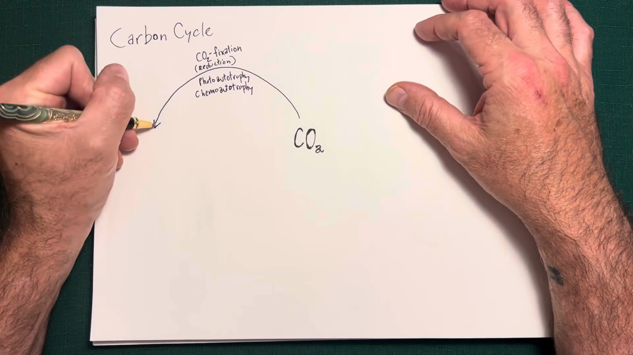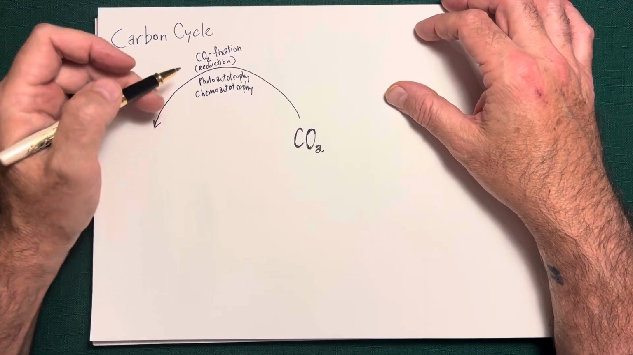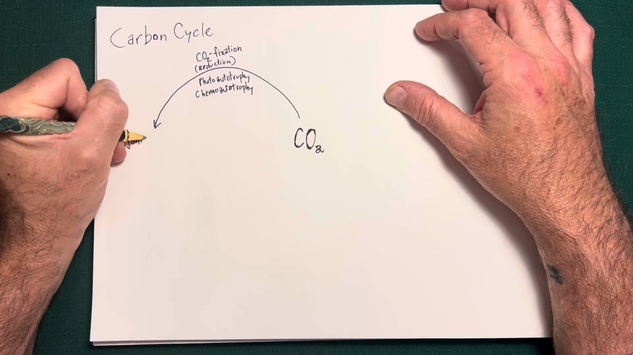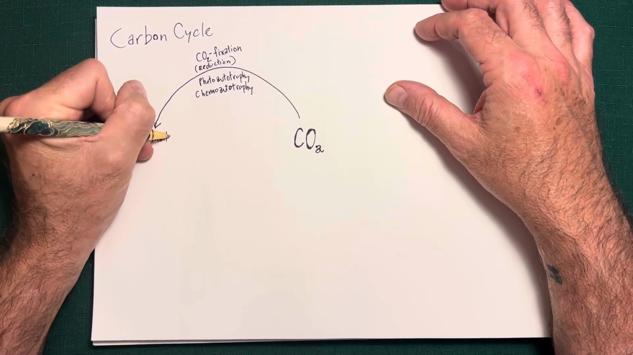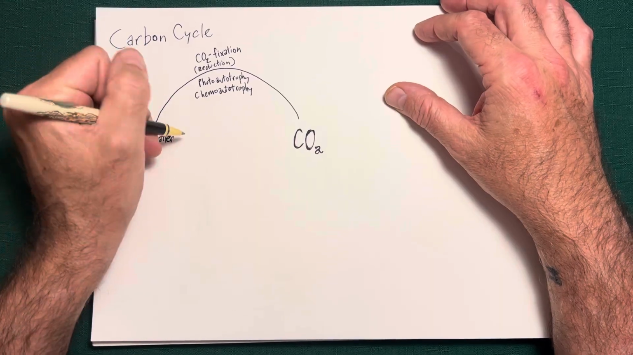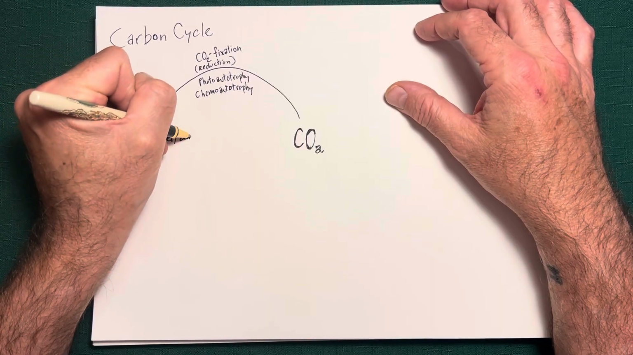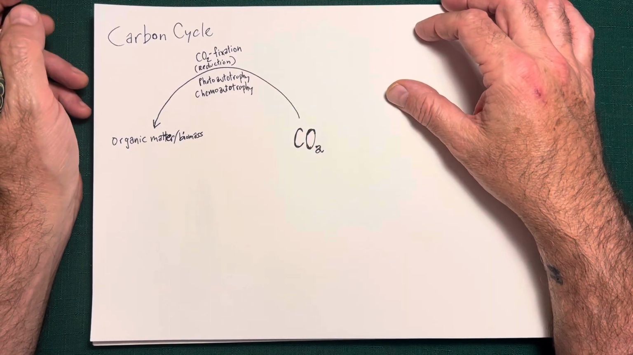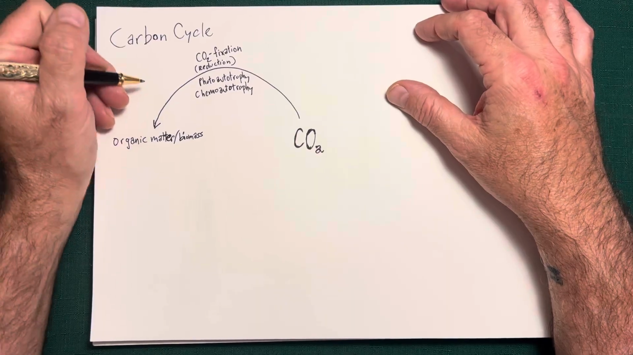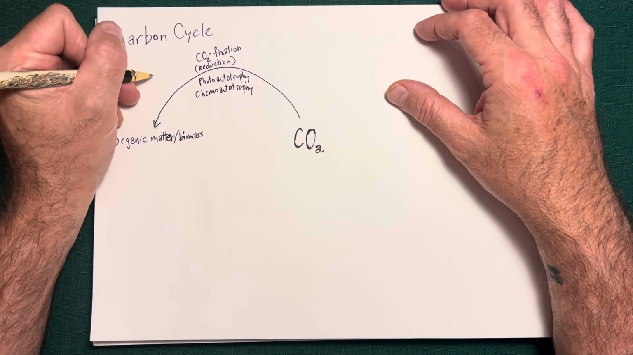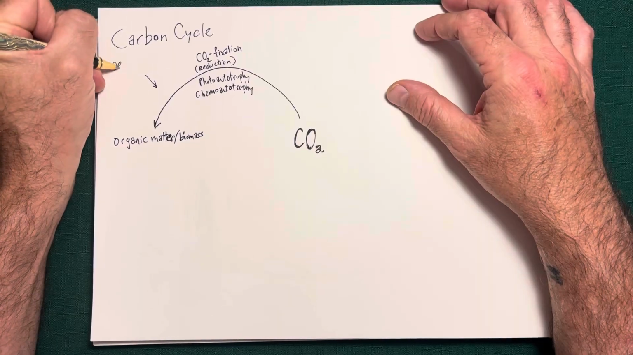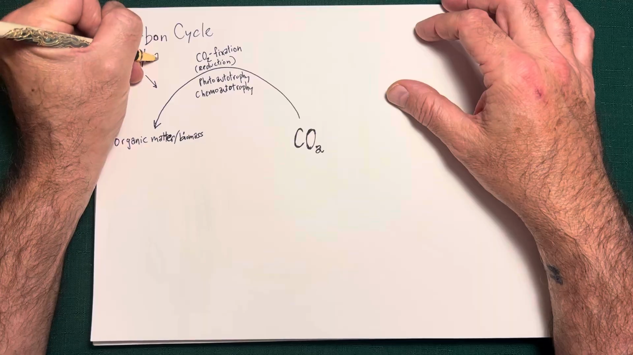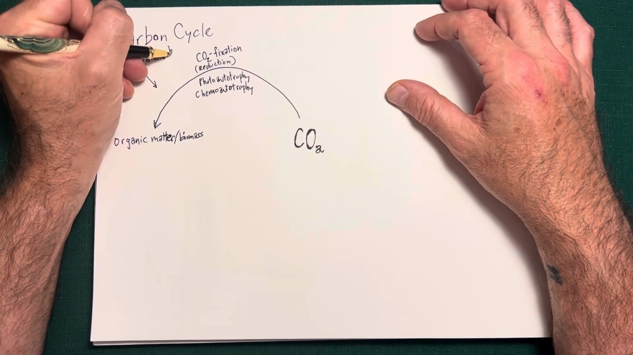So these processes produce essentially all of the organic matter, or biomass, of primary productivity. Okay, and this can happen aerobically or anaerobically. So in the presence or in the absence of oxygen.